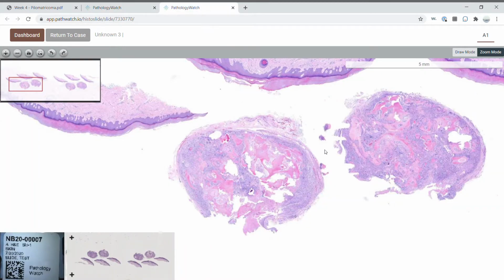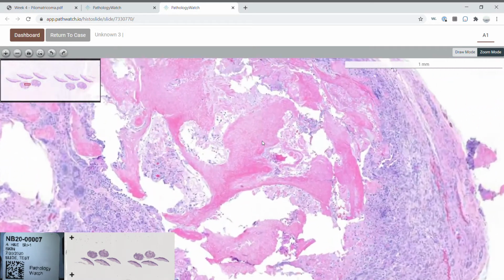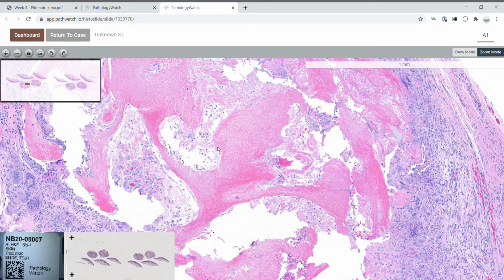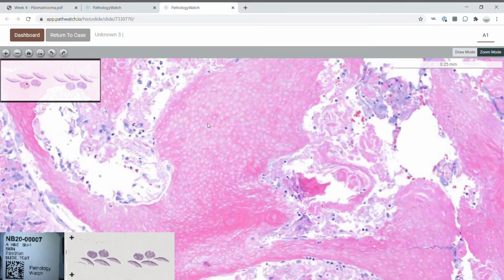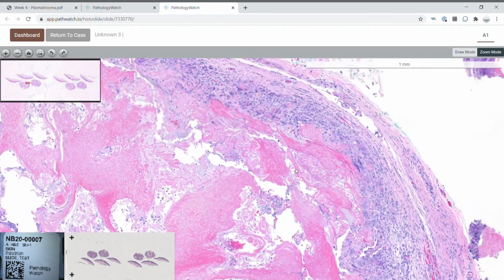Pilomatricomas can sometimes undergo a granulomatous reaction when they rupture. Here is a ruptured pilomatricoma. You can see here there is no characteristic cyst lining. This pink material in the center are fragments of keratin. The keratin has the characteristic holes known as ghost or shadow cells, characteristic of a pilomatricoma.